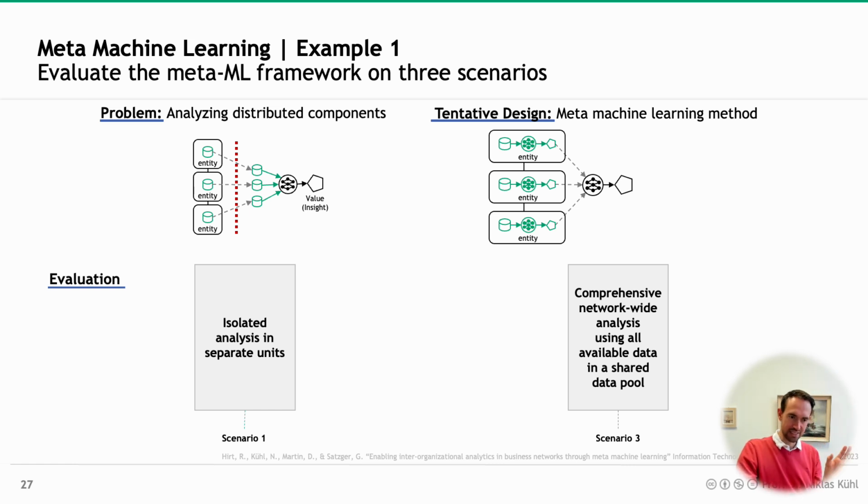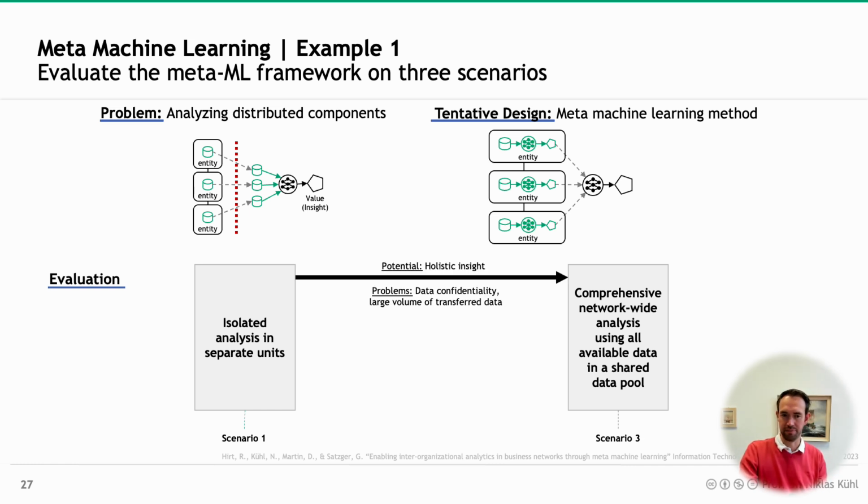The isolated analysis in separate units on the one hand, and on the other hand, a comprehensive analysis, but that is the centralized case that takes all data that is available. And by doing that, we want to find out what is the potential of moving from scenario 1 to scenario 3 with this new scenario, with this interorganizational meta machine learning method.